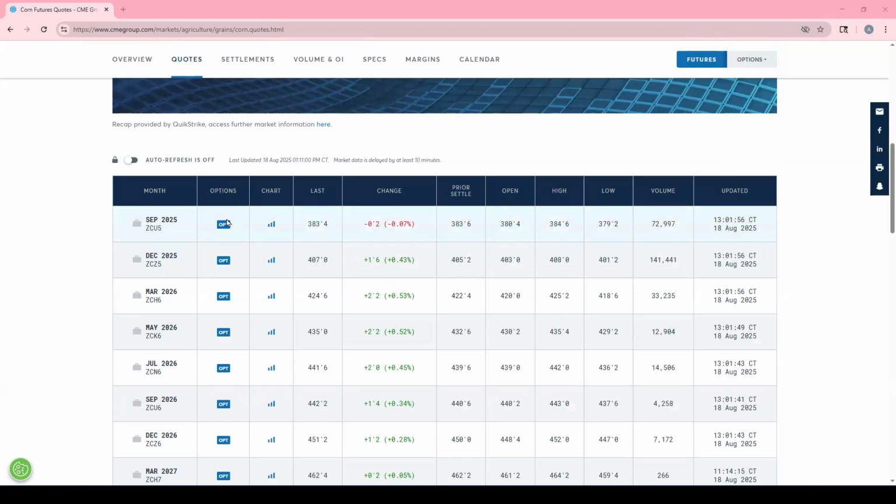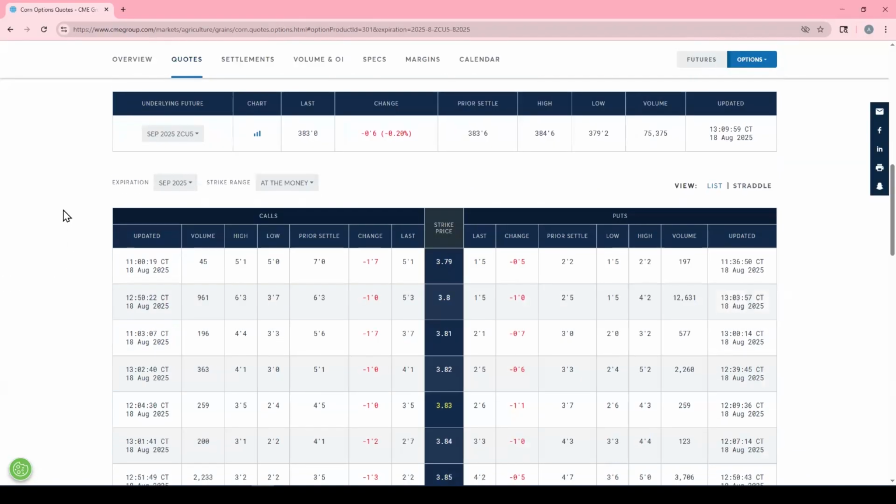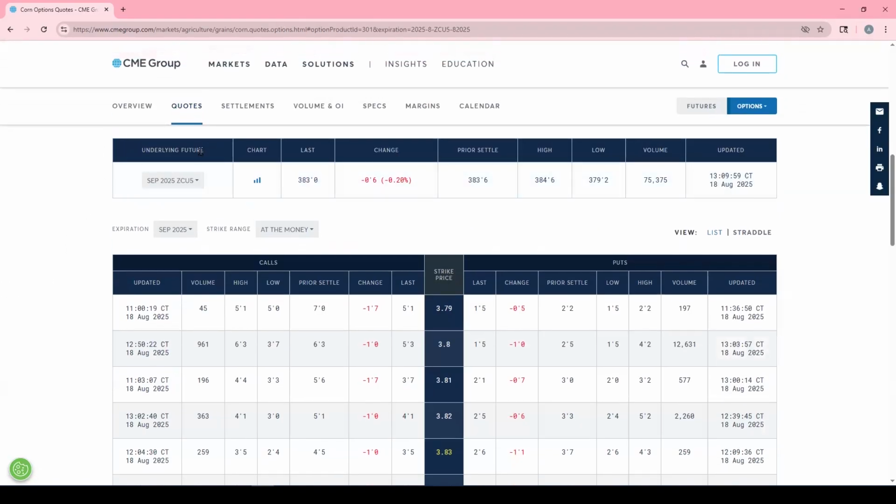When we look at options, if we click on options, it provides the information for the options associated with the underlying futures contract selected. And so we can look at our different strike prices, what our premiums are for puts or calls. Again, this is specific to the underlying futures contract.